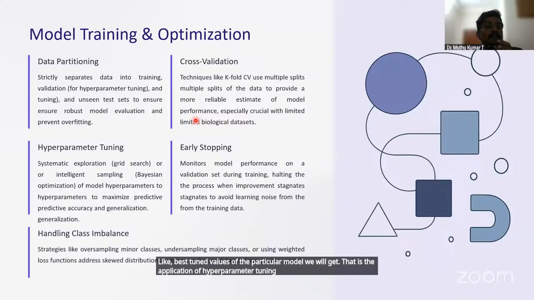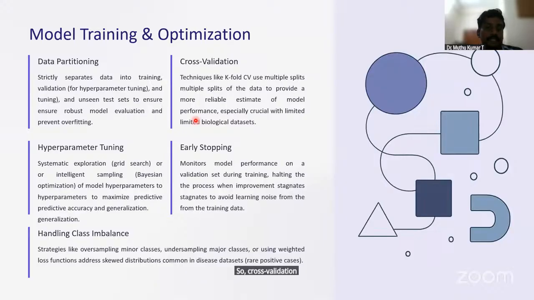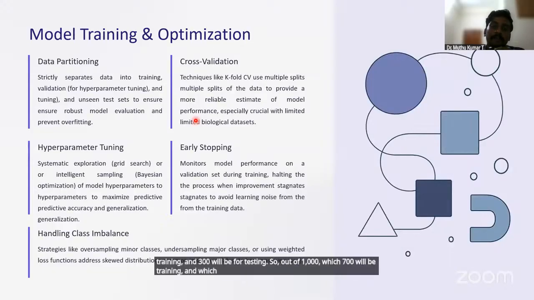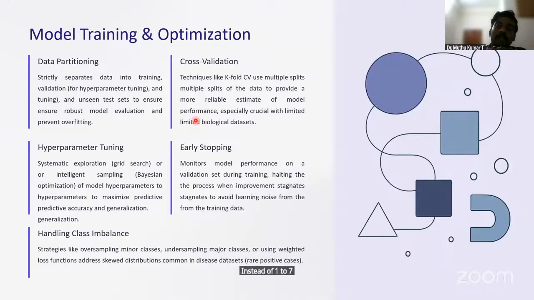Then we have the cross validation. As I said earlier, we have 1000 data points, 700 will be training and 300 will be for testing. Out of 1000, which 700 will be training and which 300 will be the test data set, that we are initially classifying. If you mix it, instead of 1 to 700, we can go for 200 to 900. Sorry, 200 to 800.